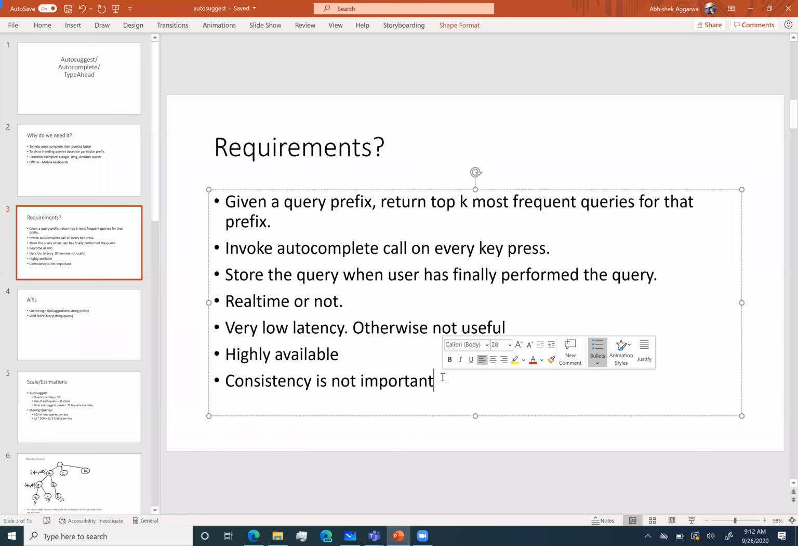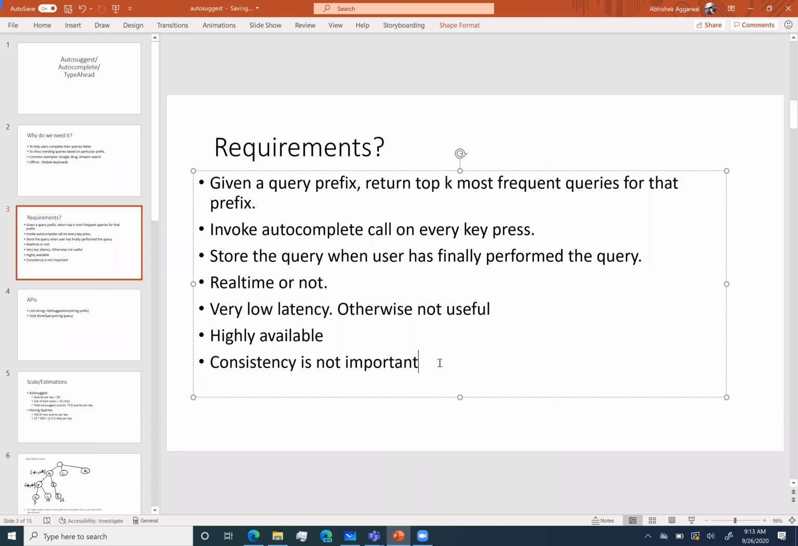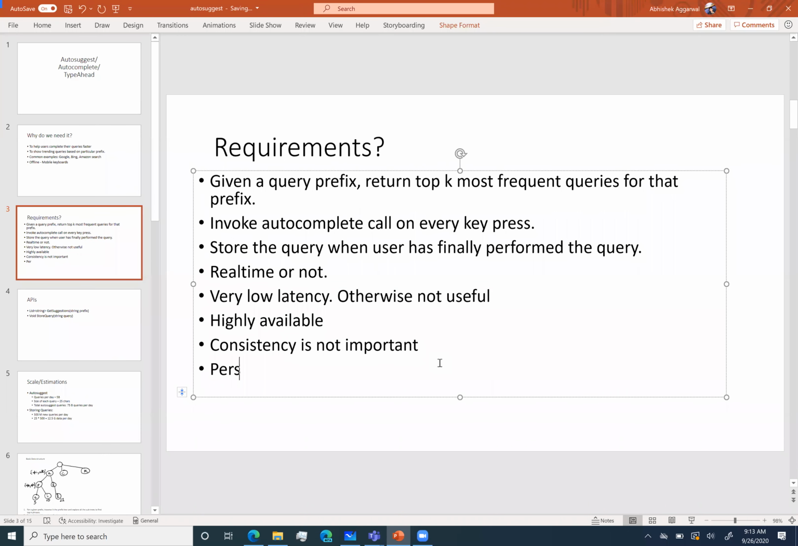Okay. So, Abhishek, one of the requirements which many people might ask about is personalization, right? Yeah, that is definitely an additional requirement, and it may be more complex, but we can just add it. Another one is personalization, localization, right? Yeah, those things.